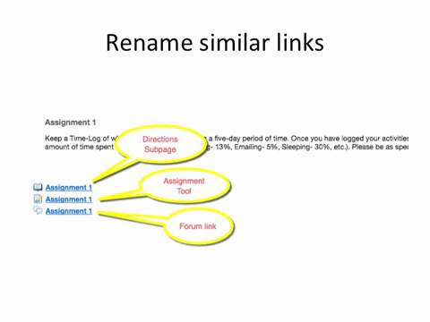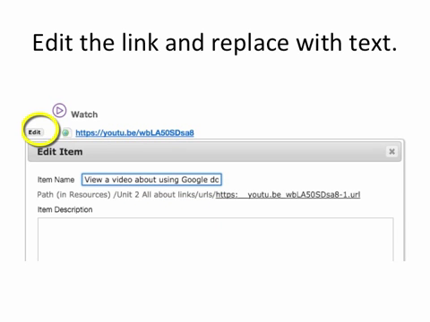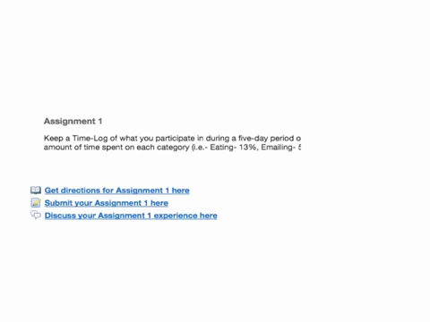Finally, you may create several links that all end up looking and sounding like the same thing. In this case, we have a link to a subpage of directions, a link to the assignment tool, and finally a link to a forum discussion. Unfortunately, all three of these have been named Assignment 1. For all three of these, you need to click on the Edit button and give them a name that is more descriptive of where the link goes. Now the user will know from the screen reader where the link will take them.